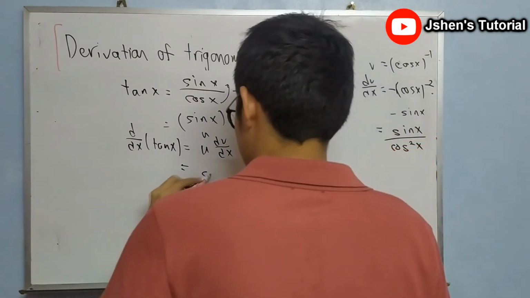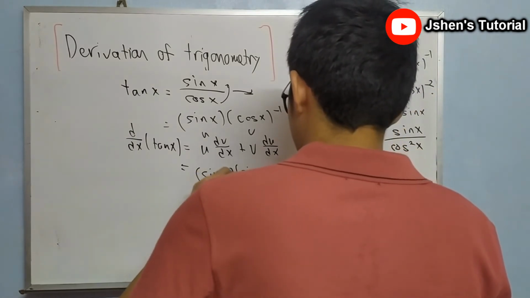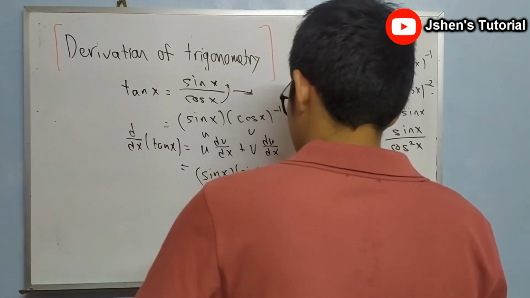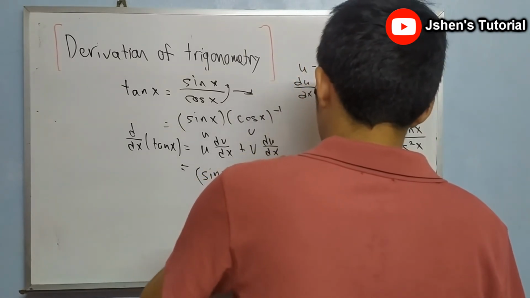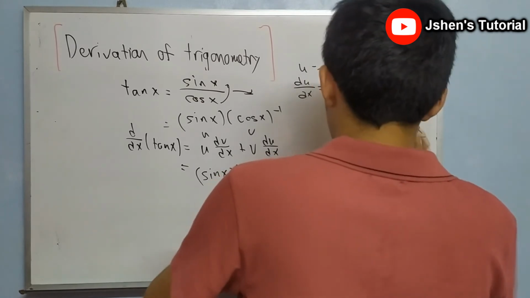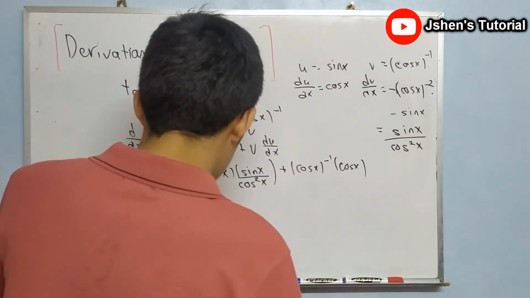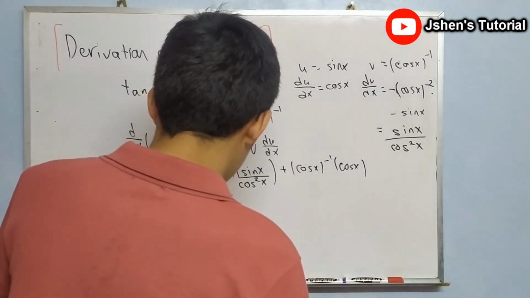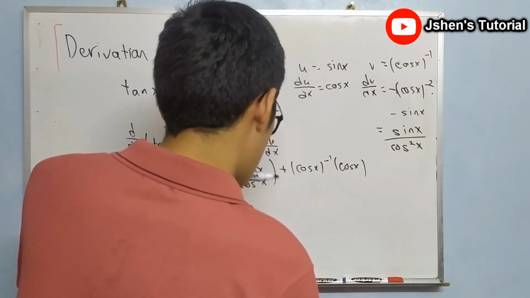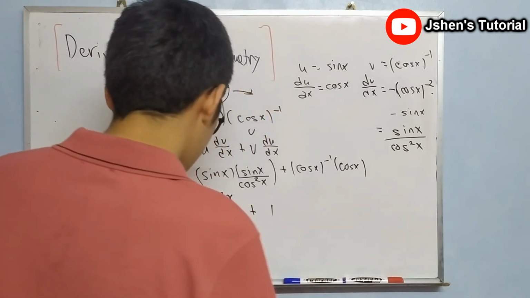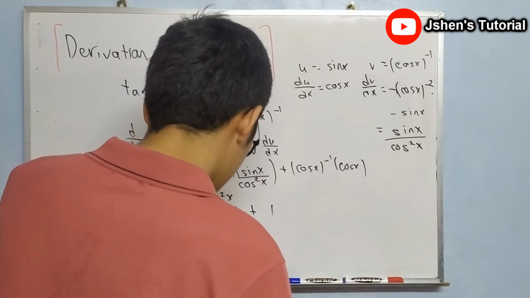u is sin x. Okay, dv over dx is sin x over cos square x. Okay, plus v, cos x to the negative 1, du dx, cos x. Okay, sin square x over cos square x plus, okay, you get 1. Okay, you get tangent square x plus 1.